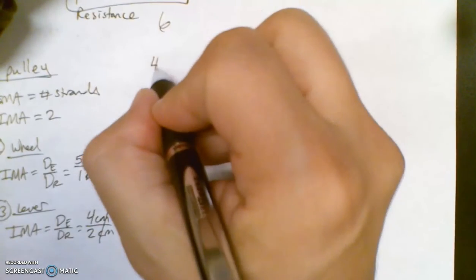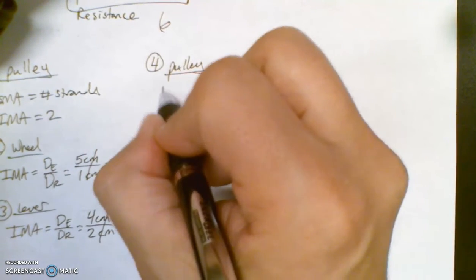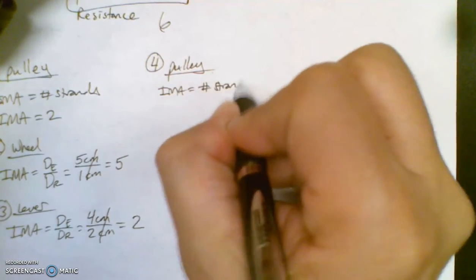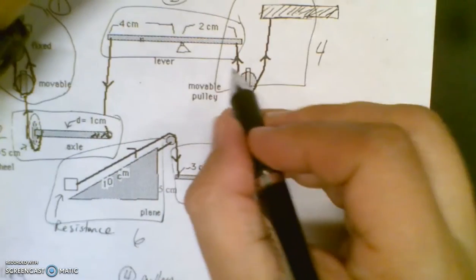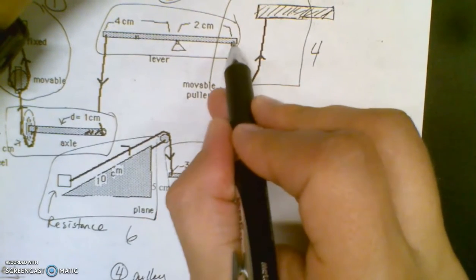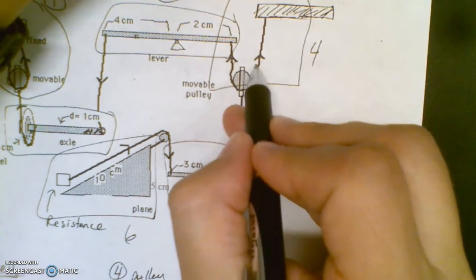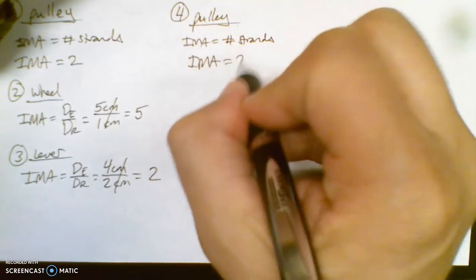Then we move on to our fourth shape, which is another pulley, which is another IMA equals hashtag strands. Trending on Twitter. And on this one, be careful, because where's my power? My power is going up. So if it goes up, I count the strands. So 1, 2. So be careful on that. IMA is 2.